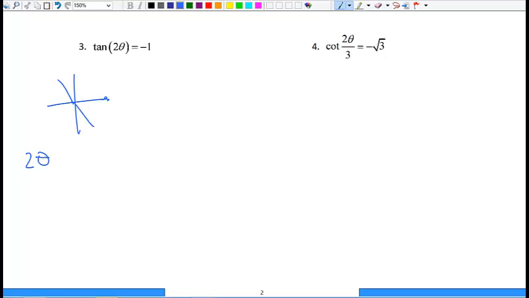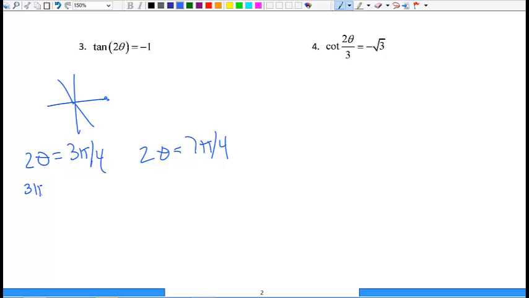So when I go collect up all my answers, if I'm in the second and it's got a -1 tangent, that means I'm looking at 3 pi fourths. And if it's in the fourth and it's negative, it's got to be 7 pi fourths. Okay, and that's just the first round of this.